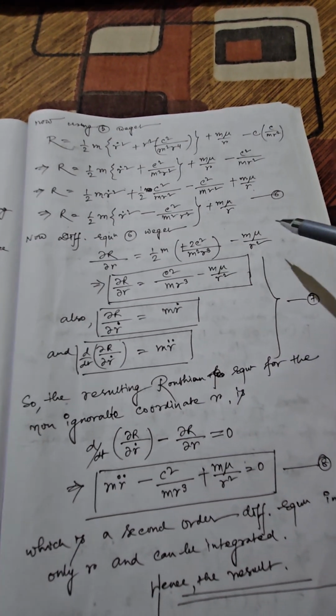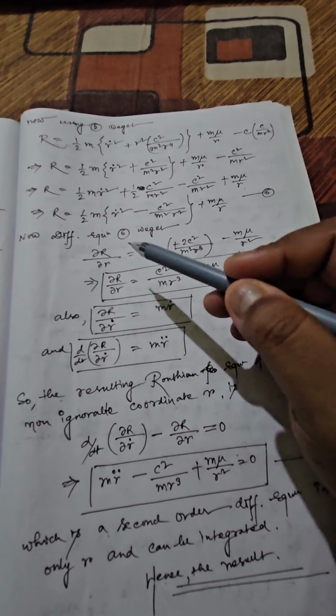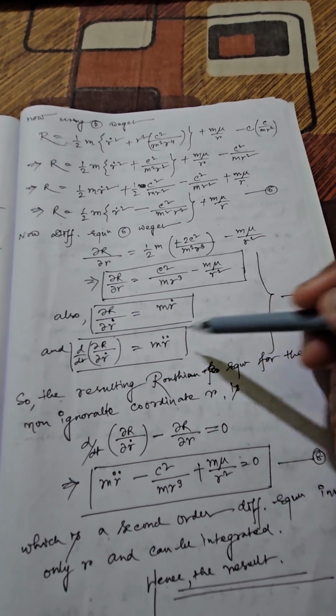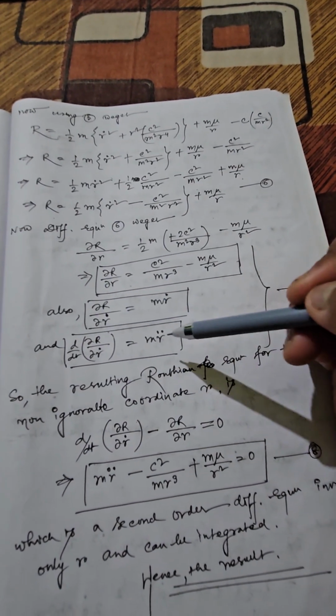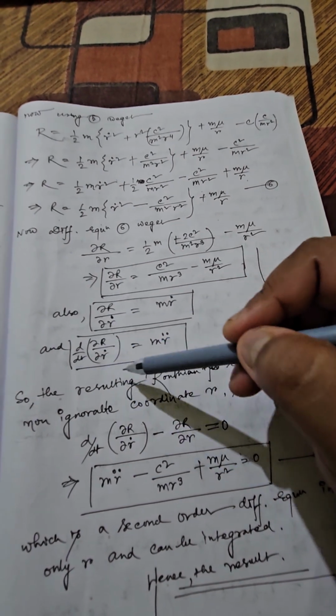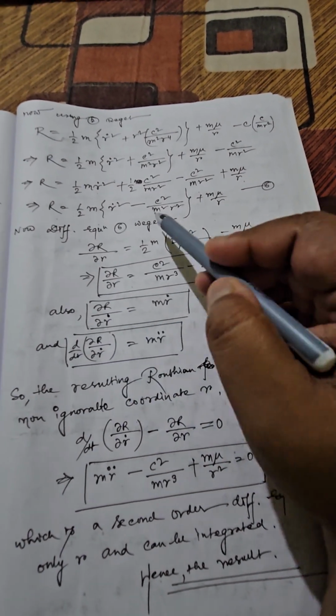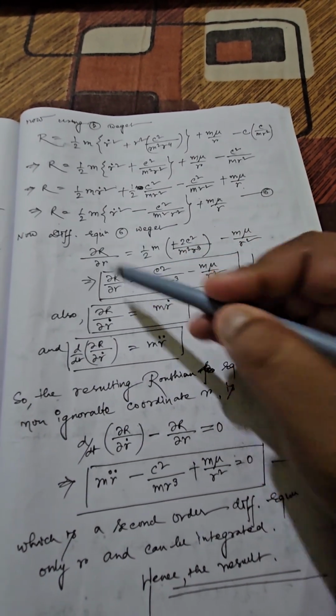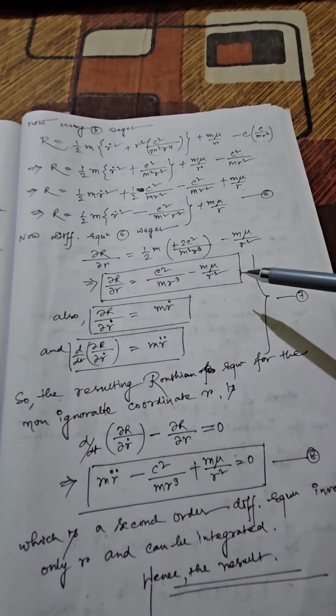Now from this equation 6 you can easily find out del R by del r, del R by del r dot, and if you differentiate it further with respect to t, then you can also obtain d/dt of del R by del r dot. So actually we have differentiated equation number 6 partially with respect to small r and small r dot to obtain all these values.